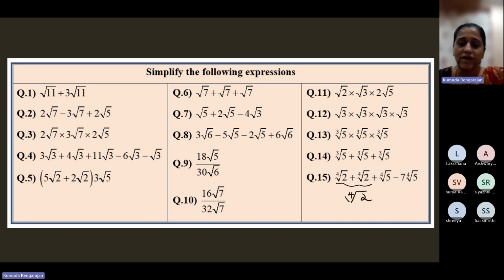1, the coefficient, the rational factor, 1, 1. 1 plus 1, 2. And here, 4th root of 5, 4th root of 5. Same irrational factor. So they are like surds. You can subtract. Now this is 1 fourth root of 5 minus 7 fourth root of 5. So plus 1 minus 7 is minus 6. Minus 6 fourth root of 5.